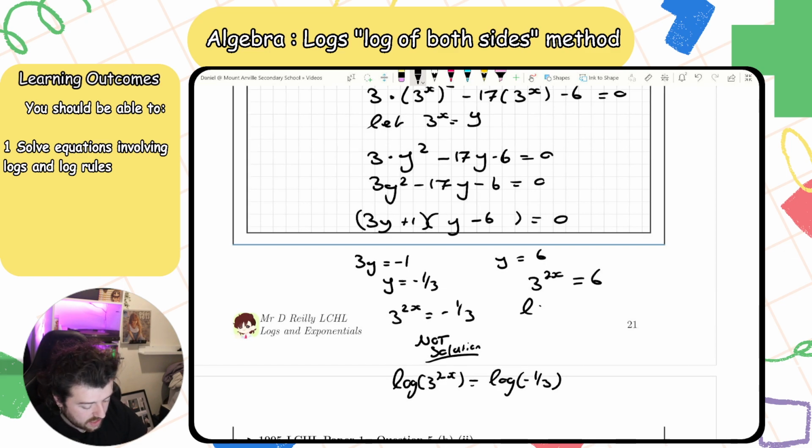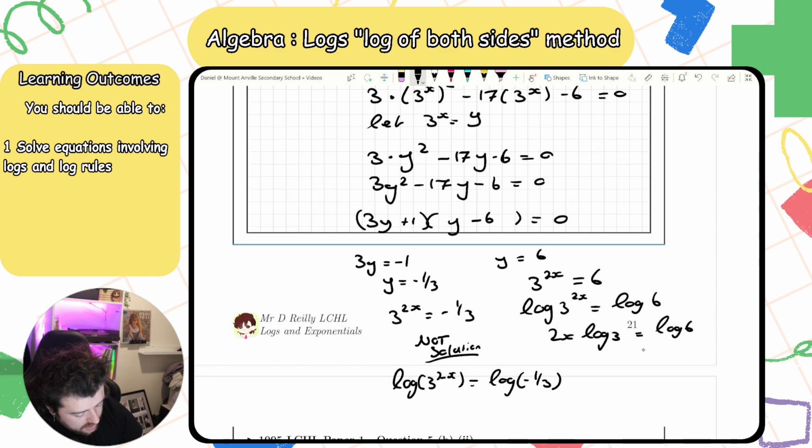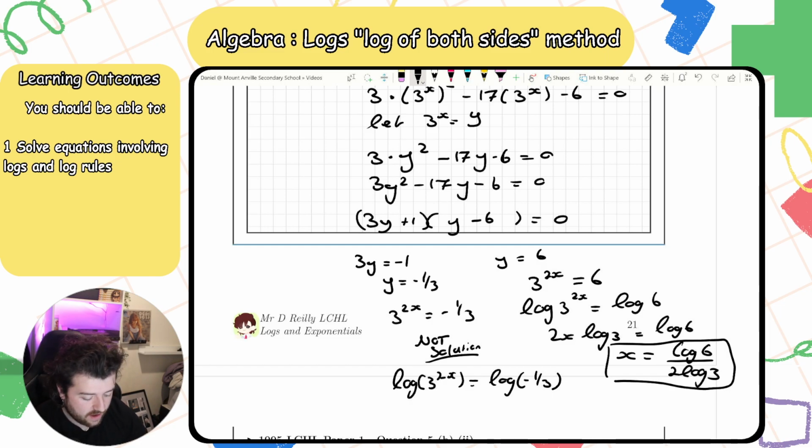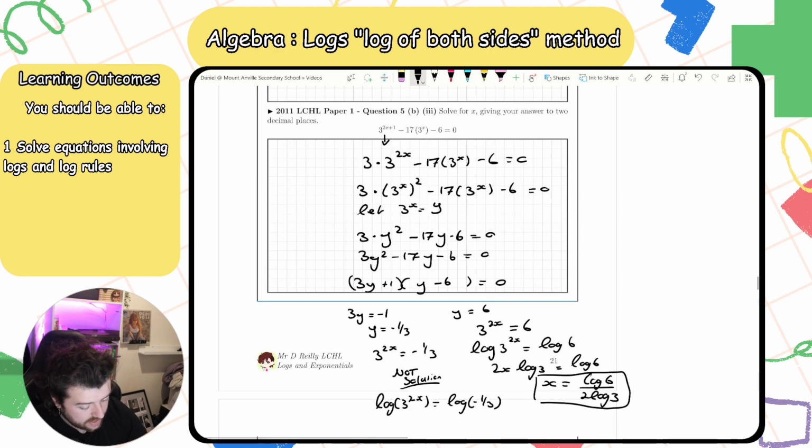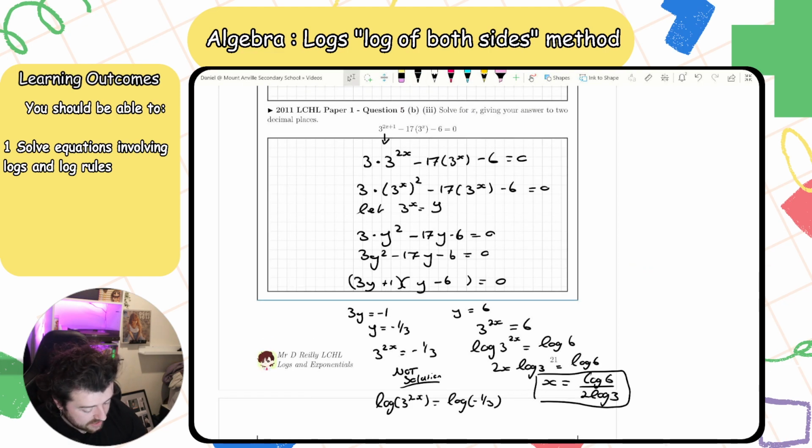Take the log of both sides. Log 3 to the x equals log 6. x log 3 equals log 6. x is going to equal log 6 divided by log 3. And there is my answer there. Right, so the first one is not a solution. So my answer is x is equal to that.